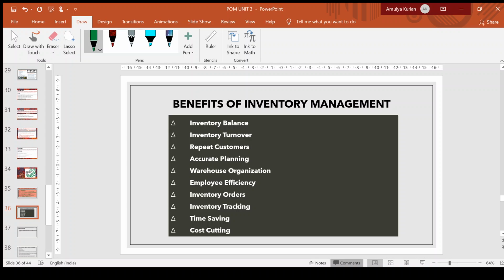The fourth one is accurate planning. It helps to stay ahead of the demand curve, keeping the right amount of products on hand and planning ahead for seasonal changes. It helps in planning well, and this will enhance the proper maintenance of customers, which will in turn help to make them happy.